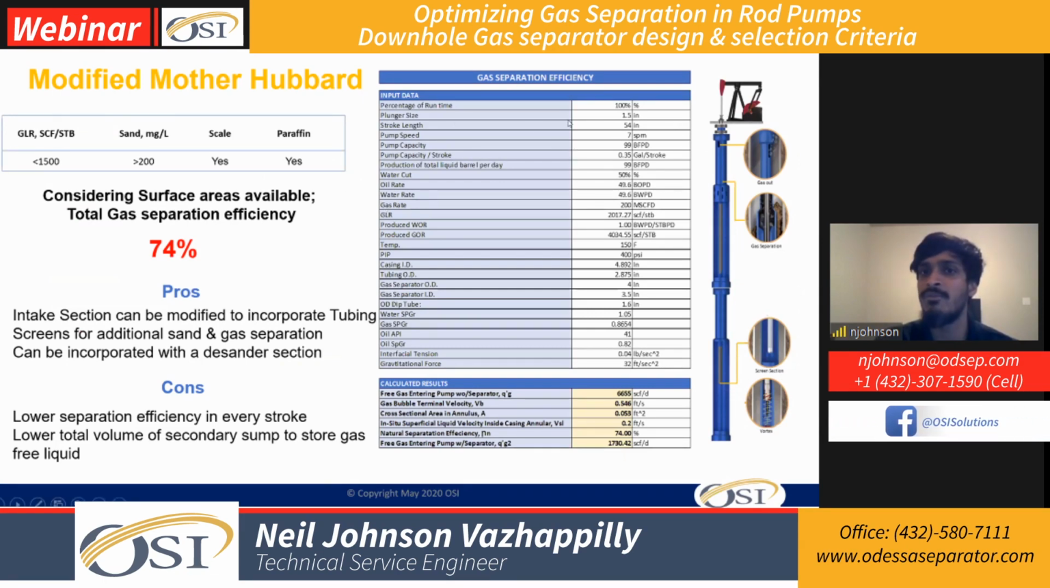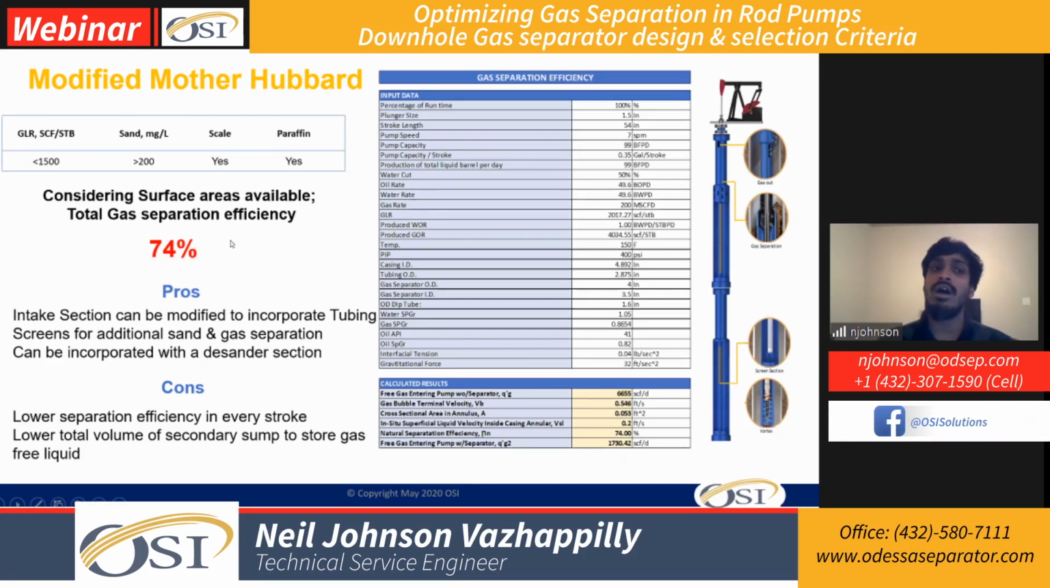The way we design, or find out exactly the right length, the right IDs and ODs of the separators, is by finding out the eventual separation efficiency that we can get based off of the well conditions. So for a modified Mother Hubbard style, like a 48-foot with a slotted intake, we can have about 74% efficiency for just the separation, considering the volumes and the areas occupied by this separator and the casing that we have.